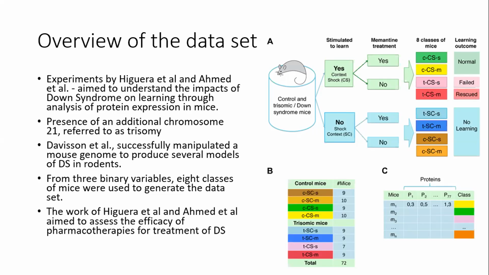were analyzed quantitatively. To explain this figure here, the first binary variable is genotype, which are the control and trisomic mice. Then the second variable is behavior, where the mice are stimulated to learn or not. And lastly, for the treatment variable, some mice were injected with memantine or saline. Of the three binary variables, 8 classes of mice were used to generate the data set. The work of Higuera and Ahmed aimed to assess the efficacy of pharmacotherapies for treatment of Down syndrome. The mice protein expression data set can be explored to find out the level and relationship of protein expression quantitatively. Okay, next.